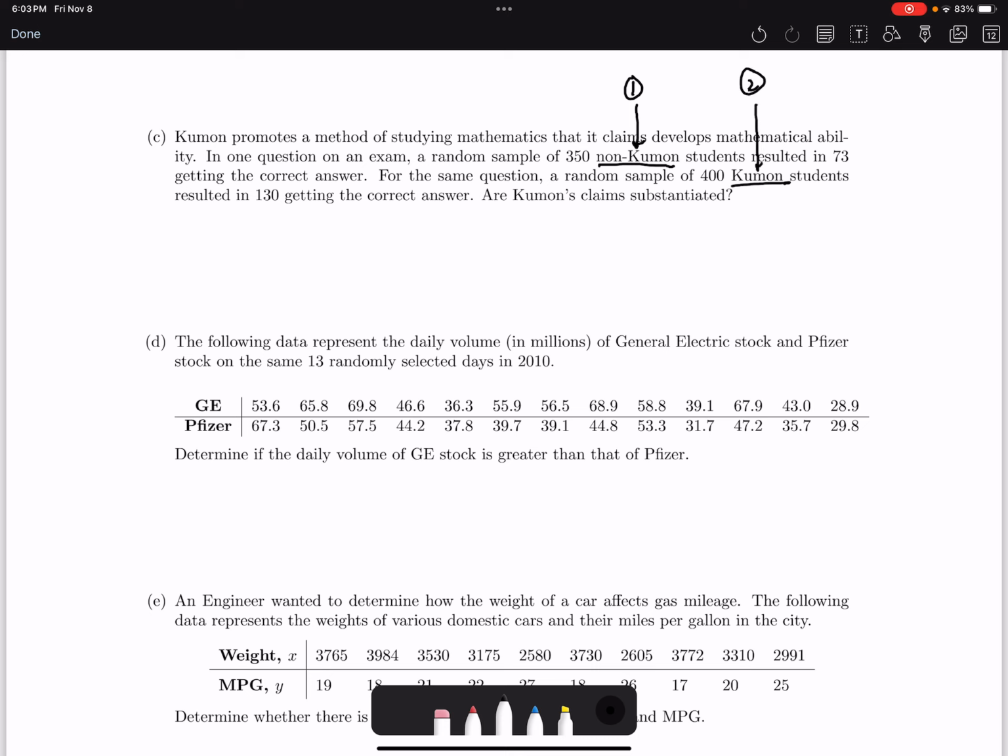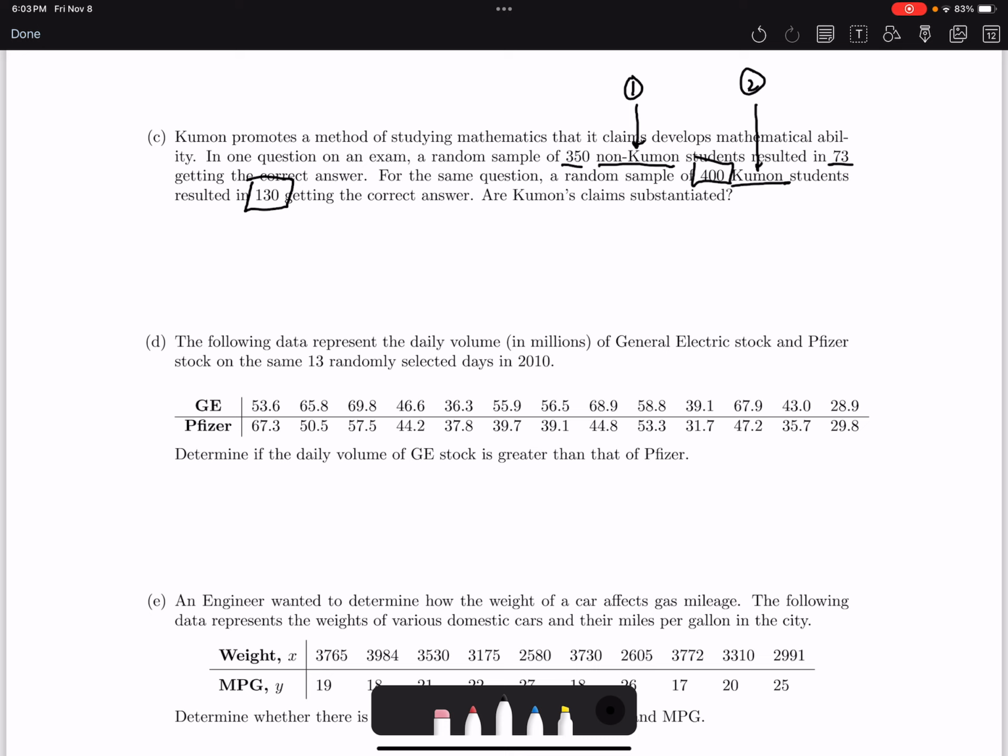And it looks like we want to compare the percentage or the proportion of students who got the right answer in both of those groups, right? For group 1, it was 73 out of 350. And for group 2, it was 130 out of 400. So we're definitely testing proportions here.